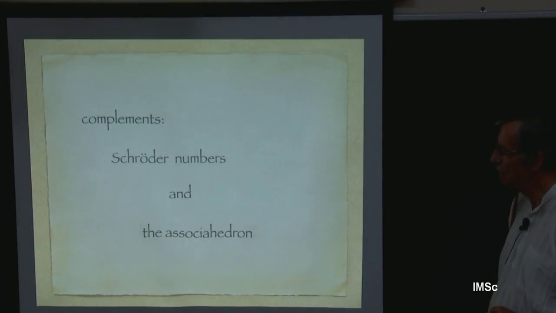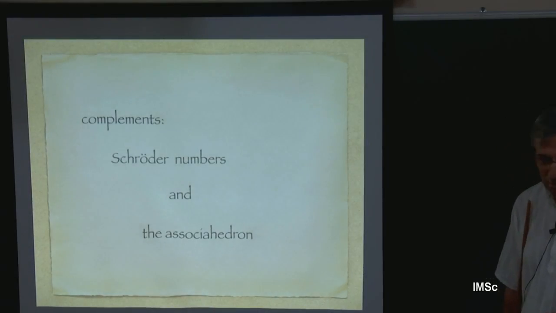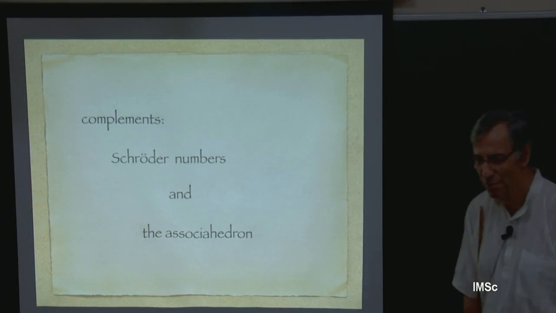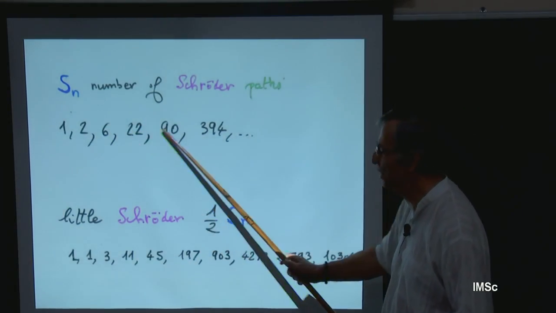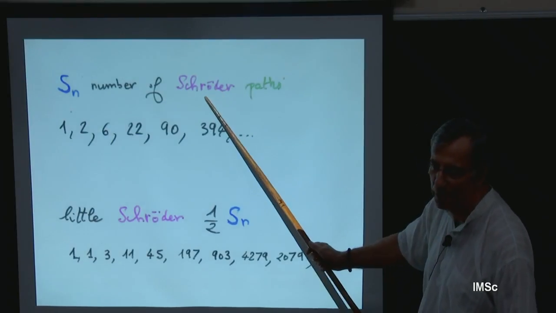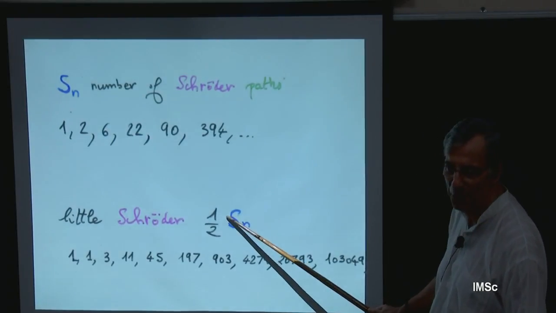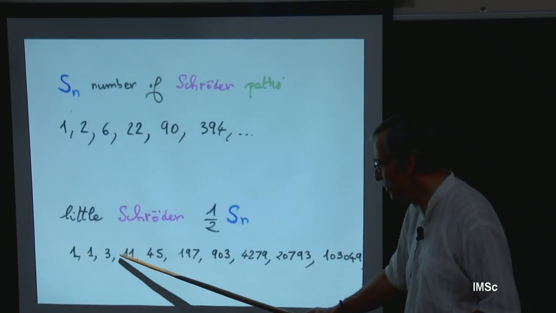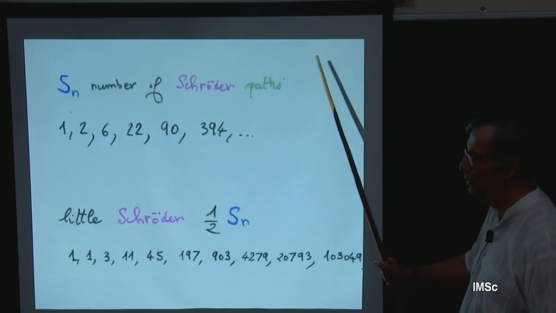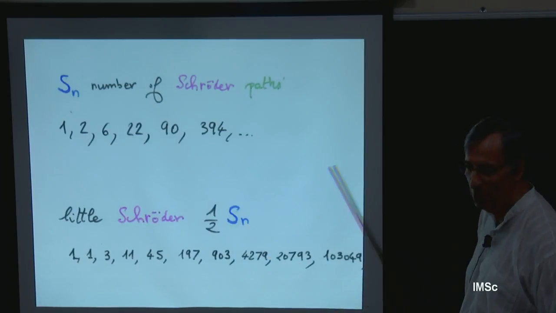So we speak about the Schrödinger numbers. In fact, there are two families of Schrödinger numbers. There is the Schrödinger path sequence 1, 2, 6, 22, 90. This was the number of Schrödinger paths. But there is a little Schrödinger, which is half: 1, 1, 3, 11, 45. This is half of the previous one, and these are counting Schrödinger trees.